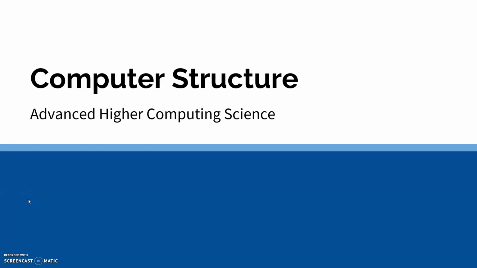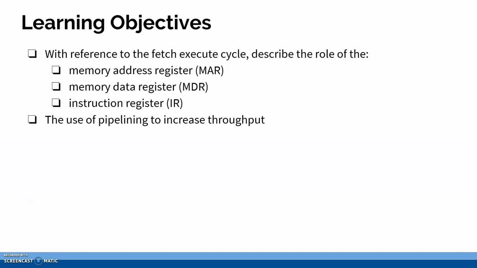Hi everyone, so we're finally finished with data representation, so we're going to move on to the next unit of computer systems, which is computer structure. Within this unit, you need to know about three new types of register: the memory address register, the memory data register, and the instruction register. And we're also going to do a big bit on pipelining, which is used to increase the throughput of your computer. Okay, I'm going to do a separate video for that one because it's a slightly larger concept.